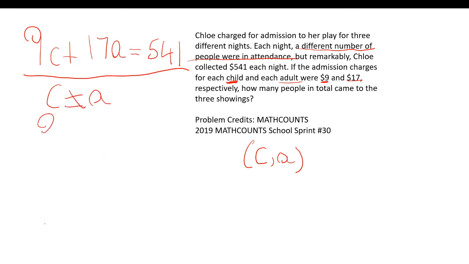Right? A can't be 0, and C can't be 0. That's all we know. So we know they have to be natural numbers. Well, that doesn't really help us because we still have tons of things to check. There's not a lot of solutions. There's only 3 solutions to this problem.